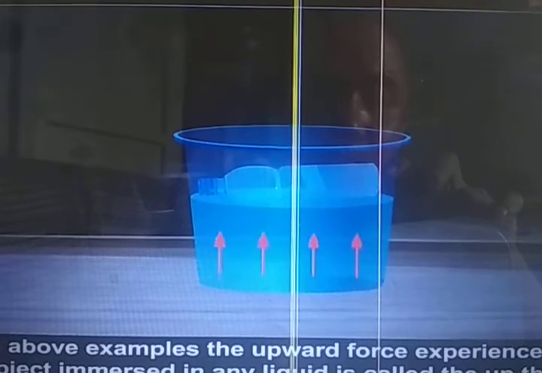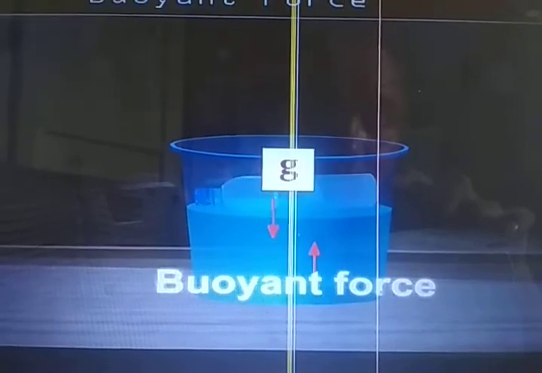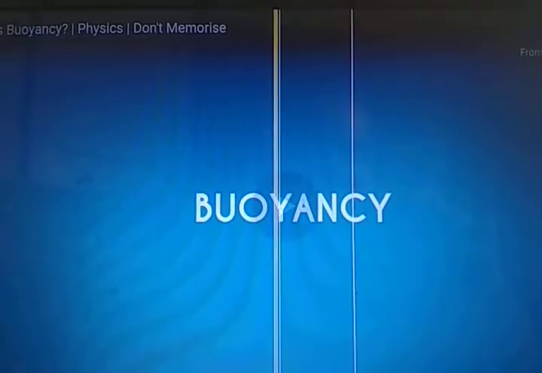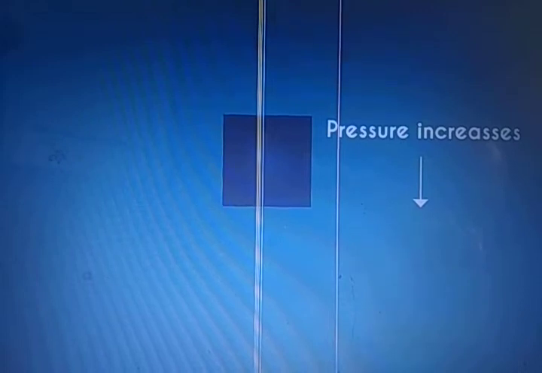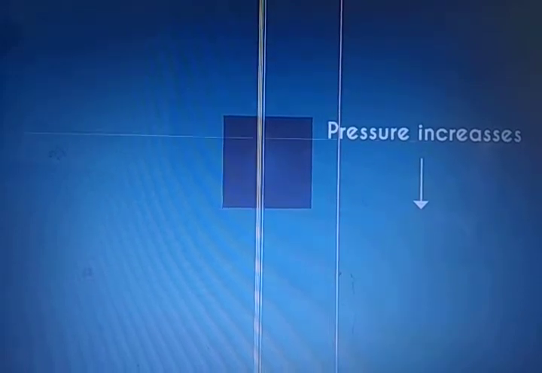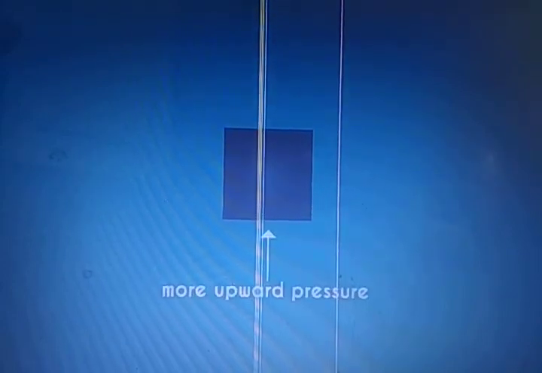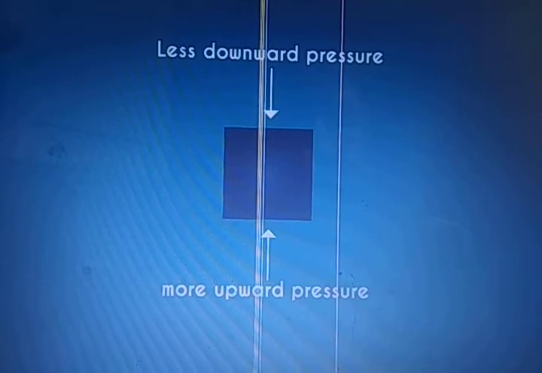Upthrust or buoyant force. It is a buoyant force. Buoyancy. The upward force experienced by a body when partly or wholly immersed in a fluid is called upthrust or buoyant force, whereas the phenomenon responsible for this force is called buoyancy.